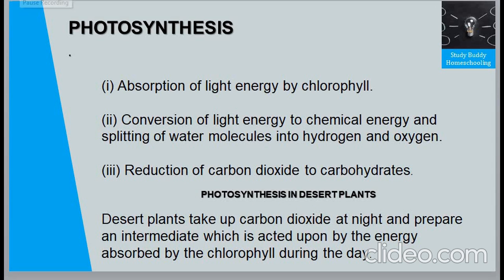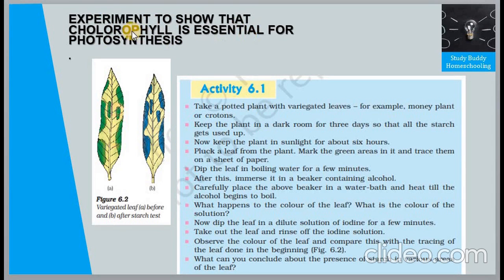Now we'll see an experiment to show that chlorophyll is essential for photosynthesis. All you have to take is two variegated leaves, not only green leaf, it should be of multiple colors like pink, purple, all these mixed colors. Example, some crotons. You can choose some crotons or money plant with multiple colors. You have to keep them in a dark room for 3 days so that all starch is used up. After that, on the fourth day, just place them in sunlight for 6 hours.